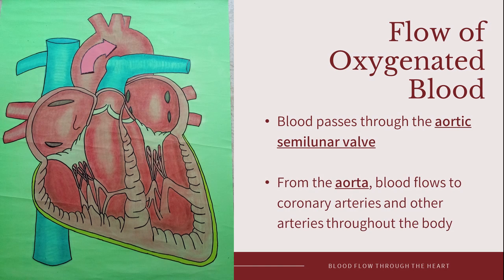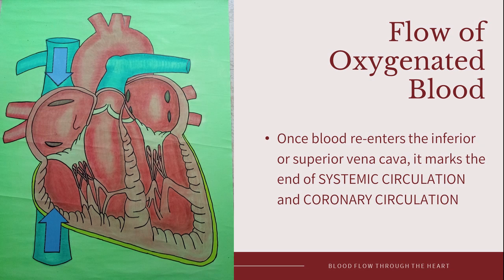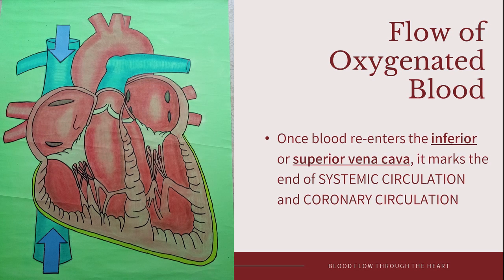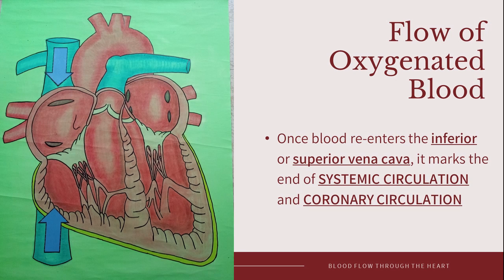From the aorta, blood flows to coronary arteries in the heart muscles to supply oxygen and go through coronary circulation. Also, blood will flow to other arteries throughout the body to deliver oxygen to tissues and proceed with systemic circulation. As blood delivers oxygen and becomes deoxygenated, it will now flow into veins until finally arriving again into the inferior and superior vena cava. Once blood re-enters the inferior or superior vena cava, it marks the end of one cycle of systemic circulation and coronary circulation. Blood flow in the heart now repeats for another cycle.